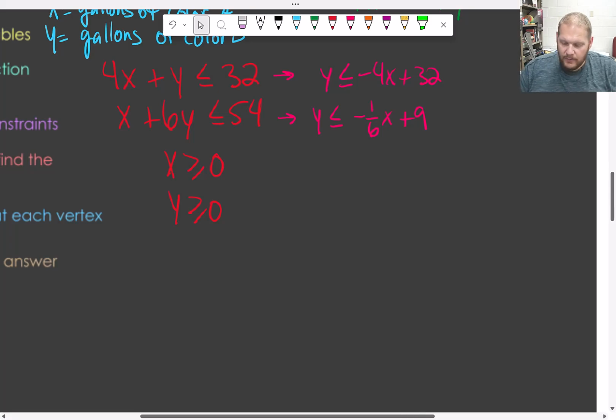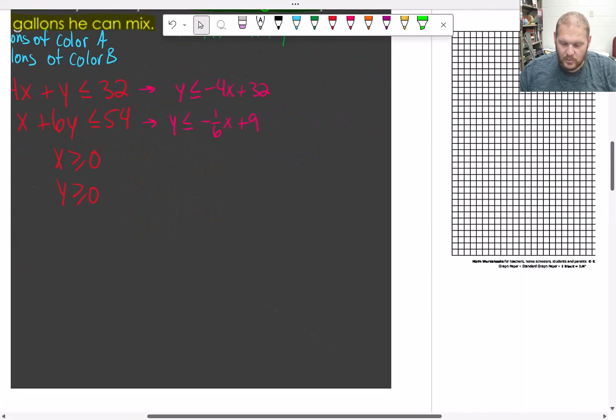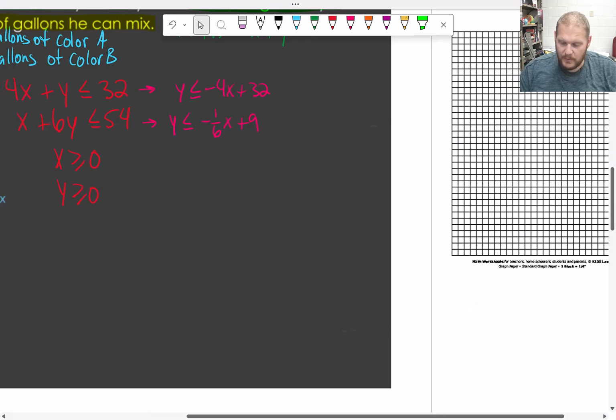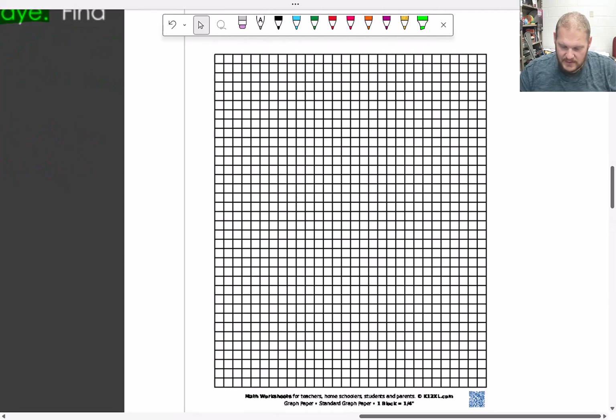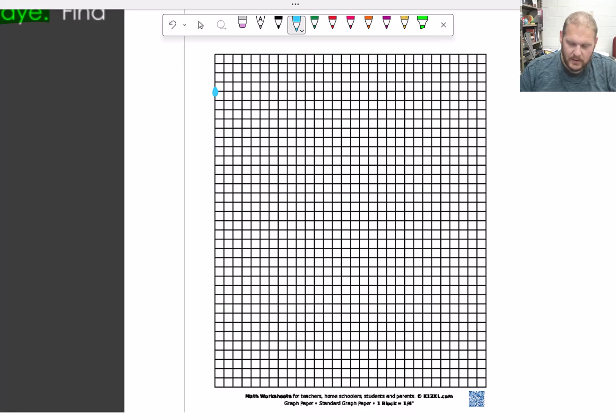Your graph would look something similar to this. I have graph paper pulled up here that we could use also. My y-intercept is 32. This graph paper goes up to 36, so we've got 36, 35, 34, 33, 32 would be right here. And then its slope was negative 4, so down 1, 2, 3, 4 over 1. So we've got this line here.